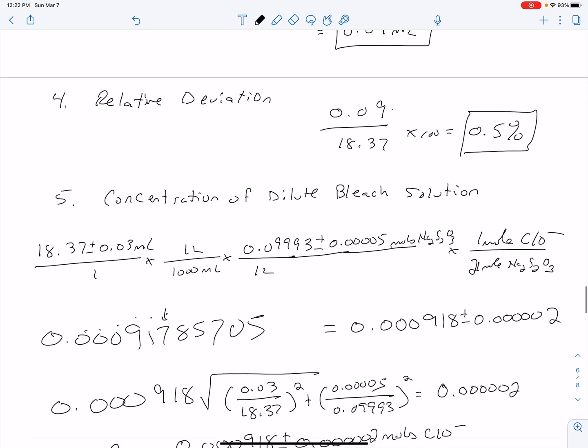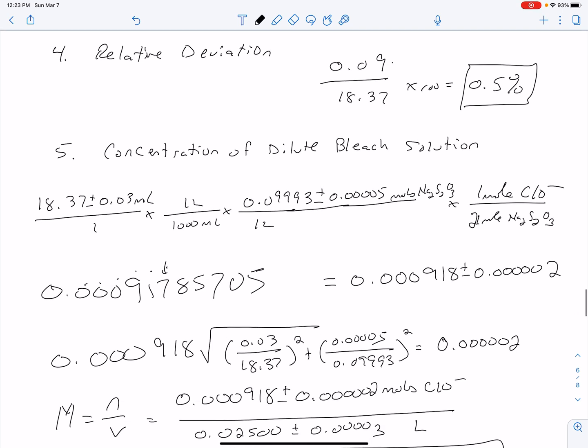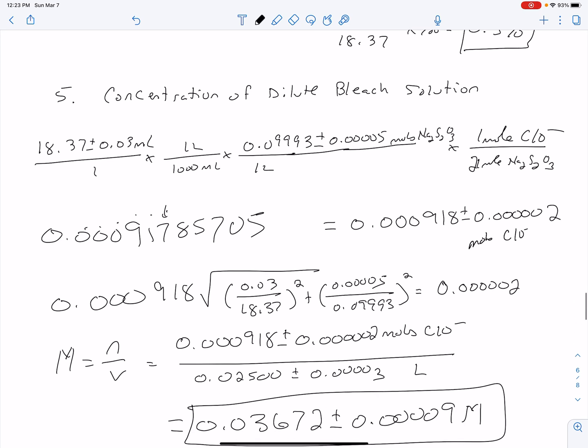And from that, I went through and I showed you if I have my 0.03 over 18.37, that's my volume titrated, the average squared, plus the uncertainty over the value for the concentration. I square rooted that, multiplied it by the number of moles, and I got my uncertainty. And so the number you're seeing up here, 0.000918 plus or minus point all those zeros and a 2, this is my moles of ClO minus.